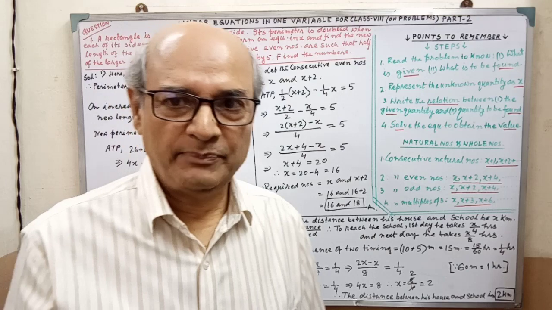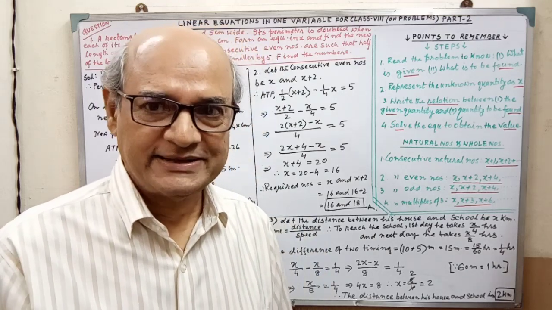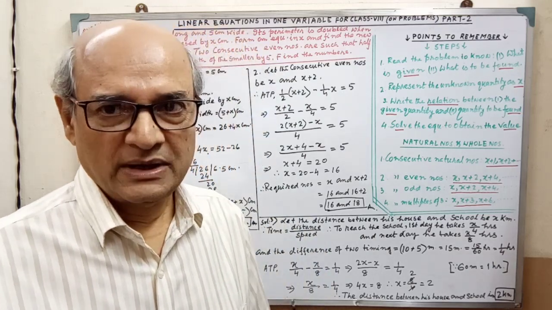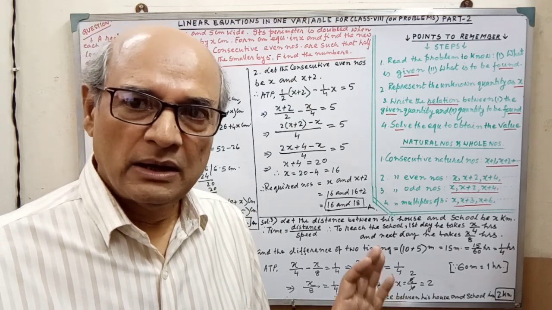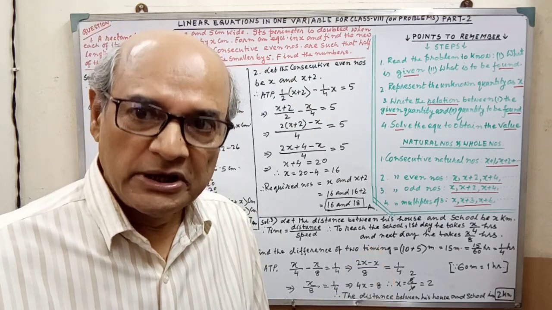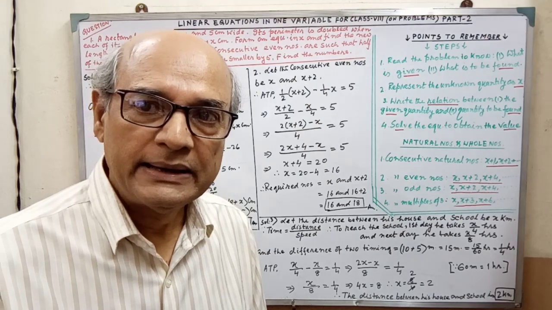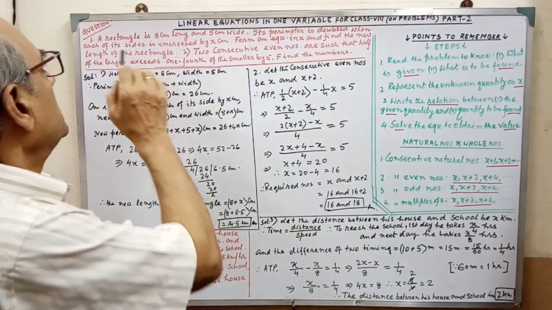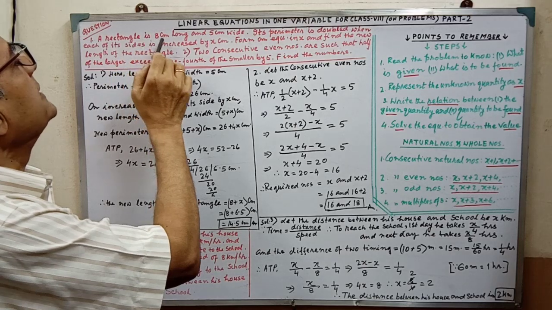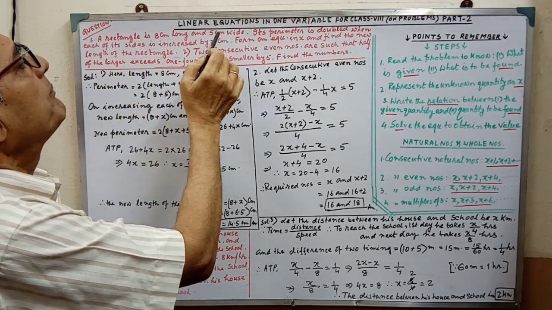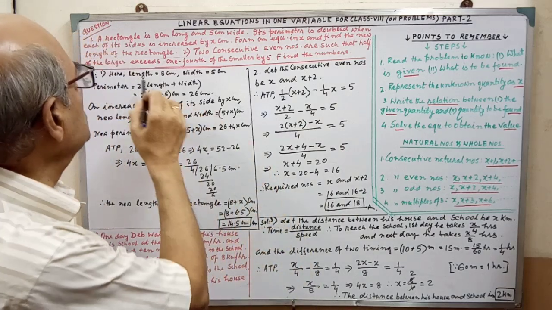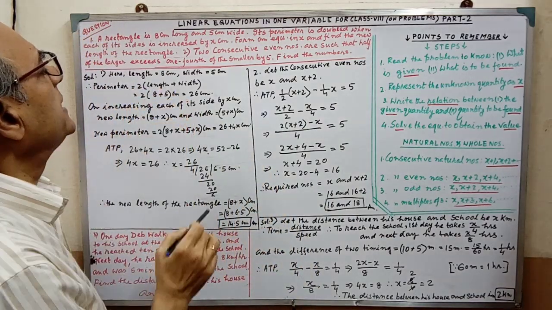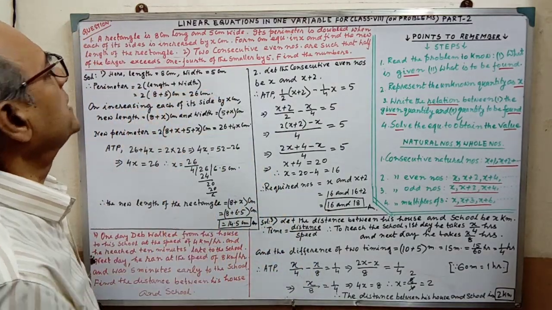Now, you have to pay your attention on the problem. The problem you have to read attentively. By reading, you have to form an equation. See, the first problem: a rectangle is 8 cm long and 5 cm wide. What is given, write down in this way. Here length equal to 8 cm and width equal to 5 cm.